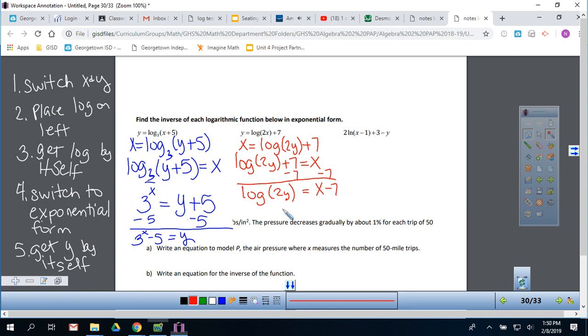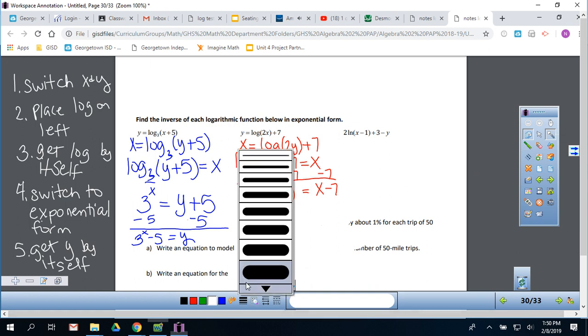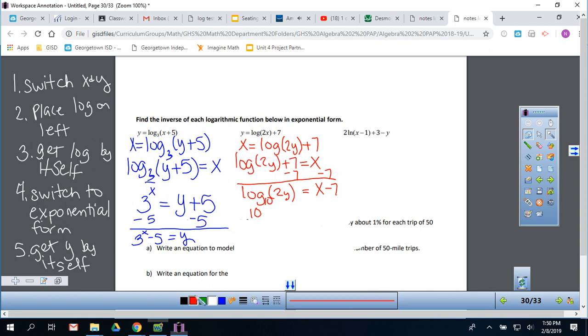So now what's special about this log? It's a common log. So what's the base on the common log? 10. So then the base on our exponent is going to be 10. So we're going to have 10 to what power? Alright, so I'm going to have 10 to the x.